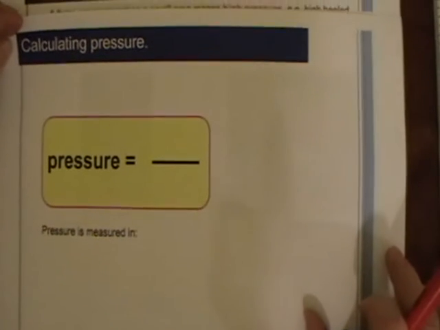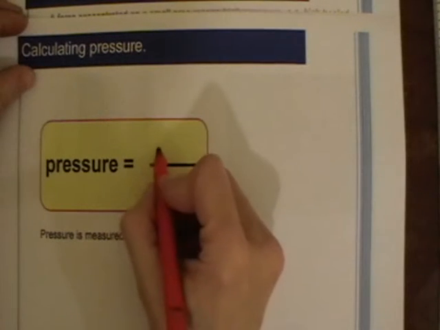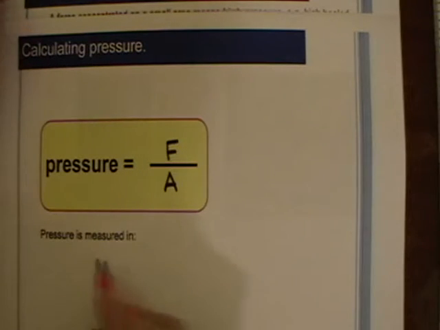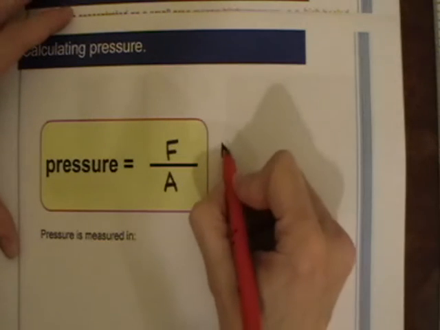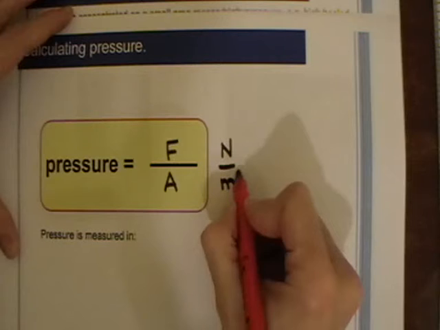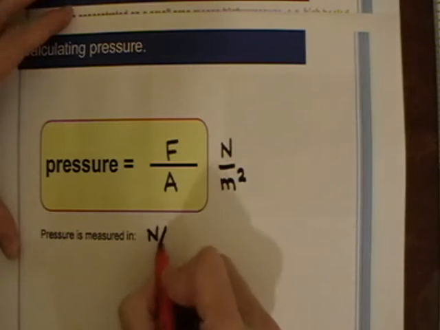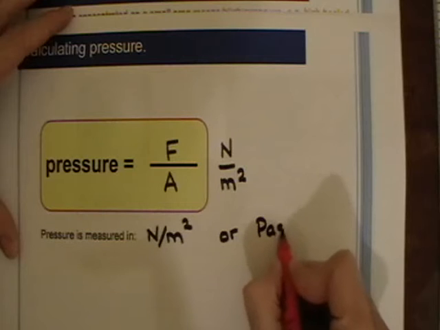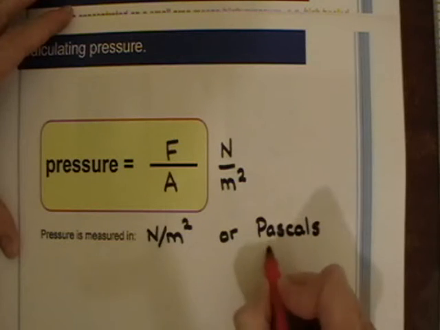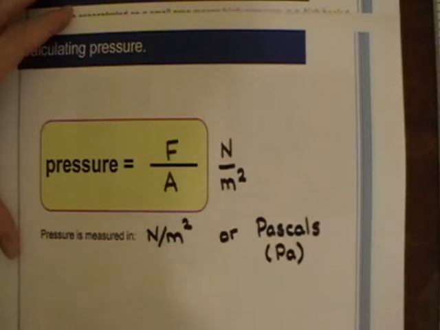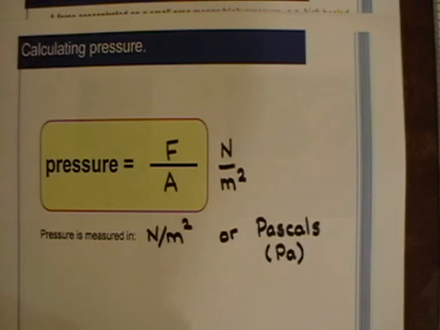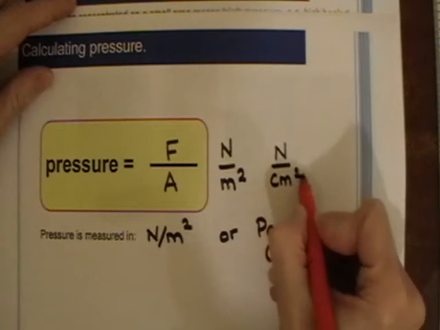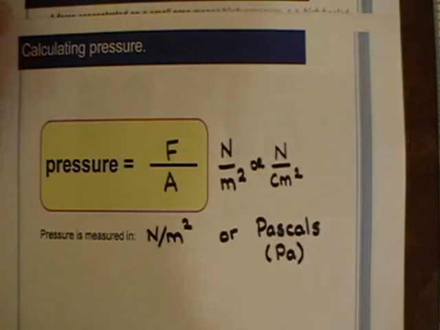So to calculate pressure, pressure is calculated using force over area. Pressure is measured in newtons per metre squared, and the other name we give that is pascals, and we shorten that to Pa. Now there is a second unit that we can use, and it's newtons per centimetre squared. It depends on what your area is measured in.